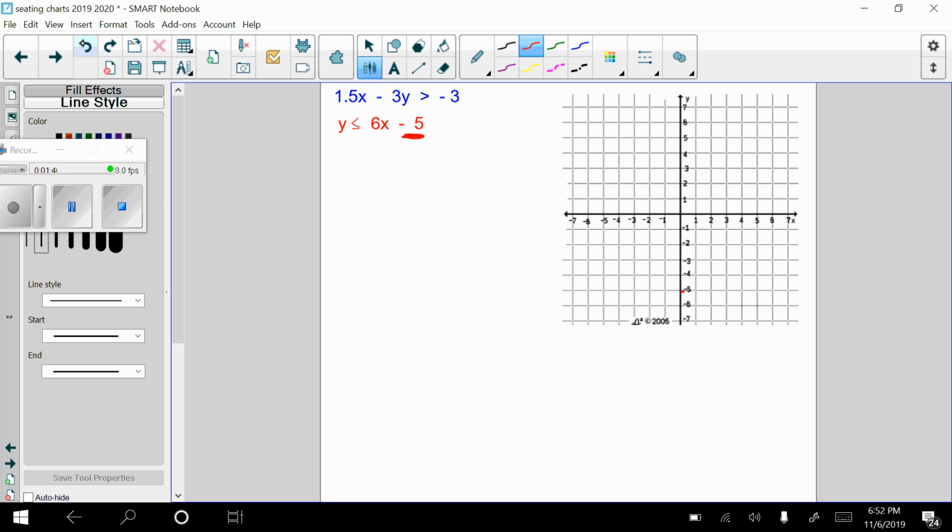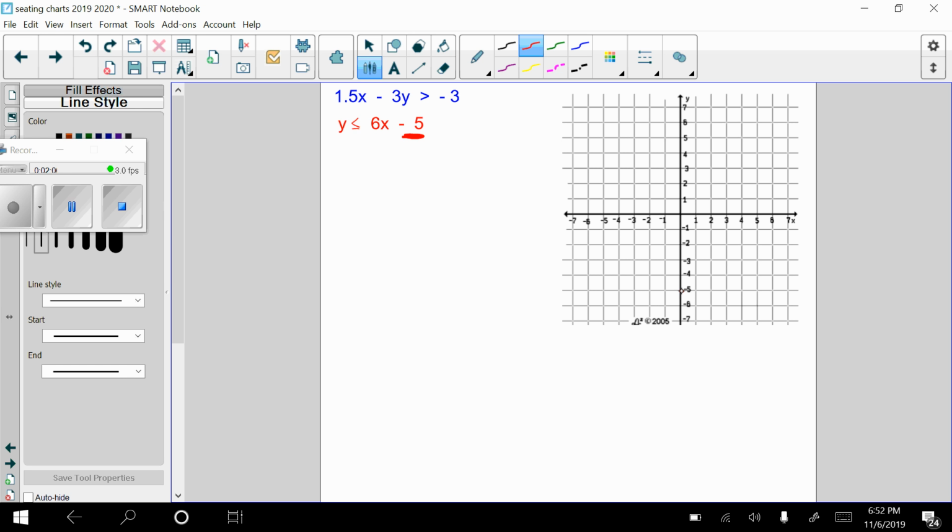Boy, this pen is not writing where I want it to write. Try that again. I guess that's going to do. So there's my y-intercept. I plotted it. It's hard to see. You'll see it in a second.